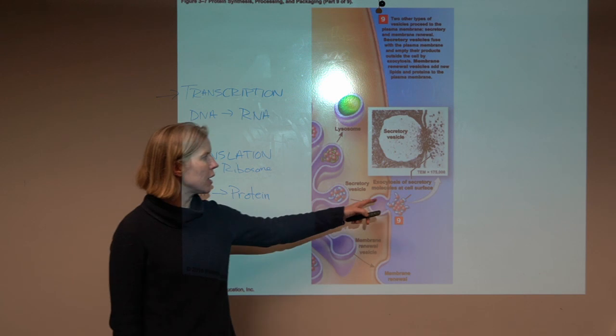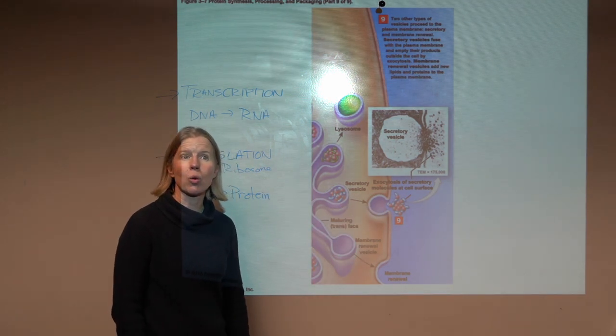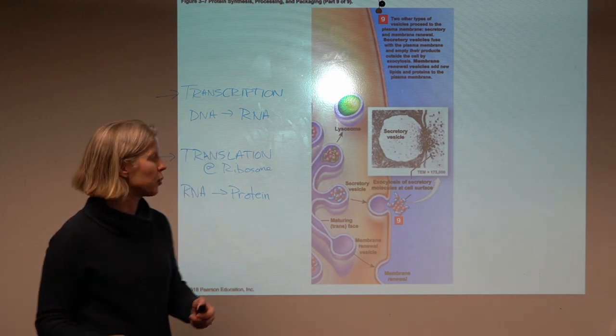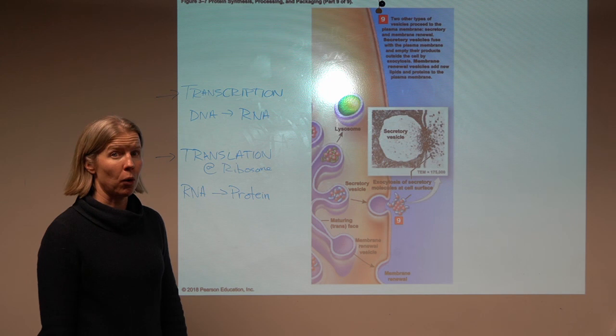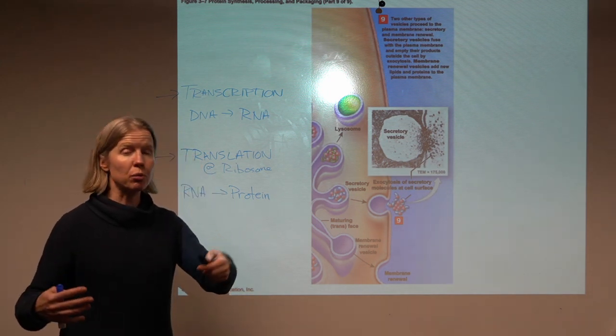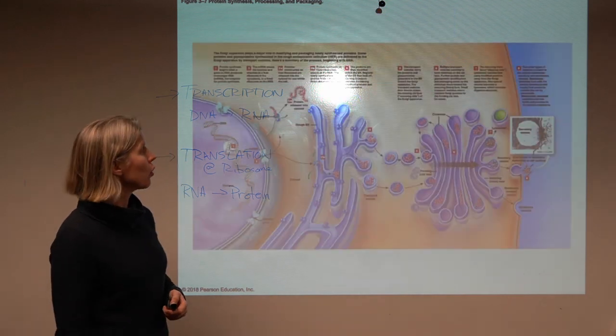So this would be, I'm trying to think of an example, maybe the way some of your hormones are produced, or maybe some mucus is produced for export. Okay, so transcription and translation is the process of actually building the protein, and then we're going to use the endoplasmic reticulum and the Golgi apparatus.